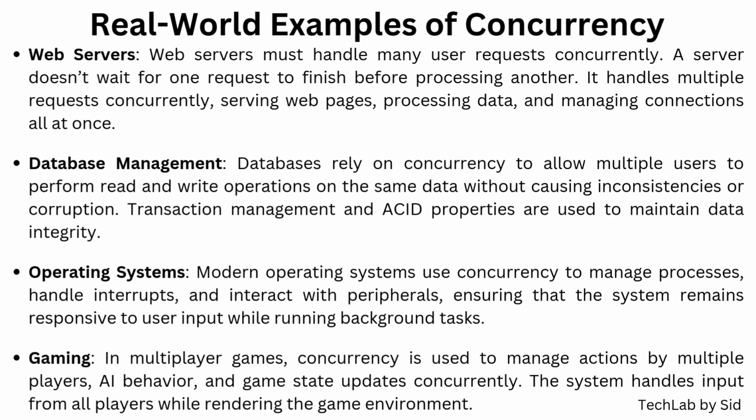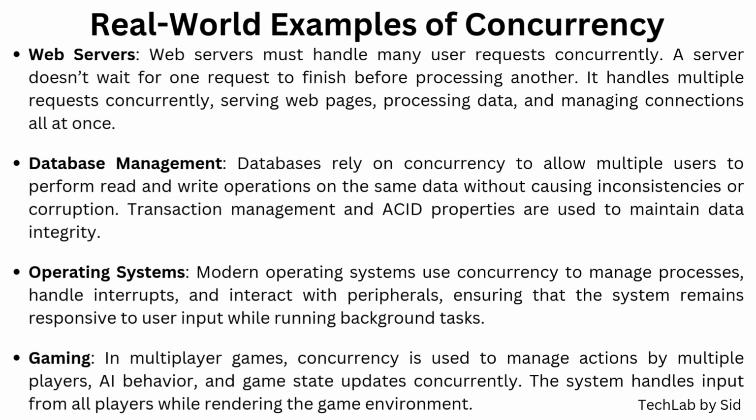Another critical area where concurrency plays a vital role is in database management. Databases allow multiple users to perform read and write operations simultaneously on the same data without causing inconsistencies or data corruption. This is achieved through transaction management, which ensures that operations are completed in a way that maintains data integrity. The ACID properties, that is, atomicity, consistency, isolation, durability, are used to make sure that even if multiple transactions are happening at once, the database remains accurate and reliable.